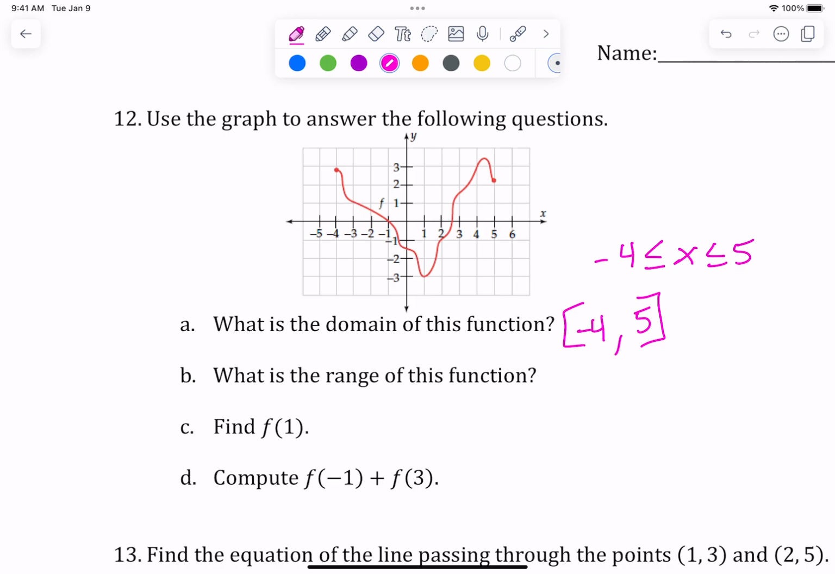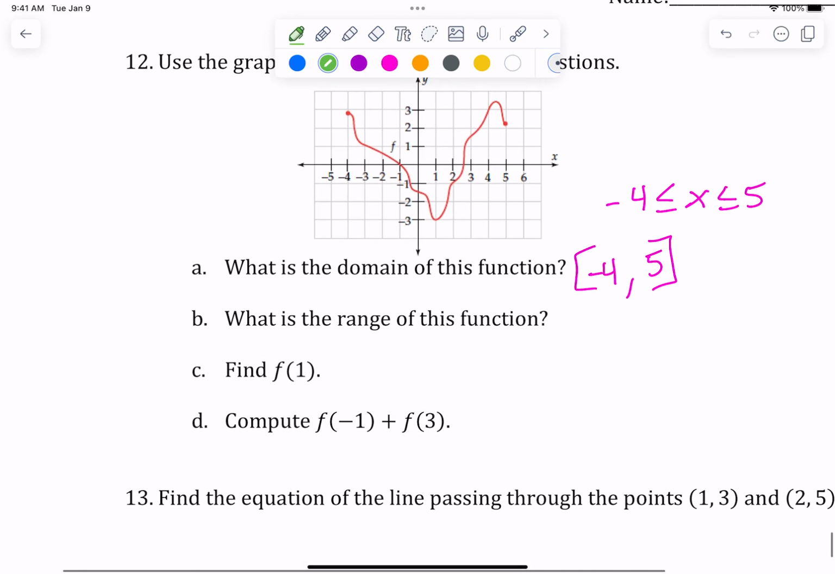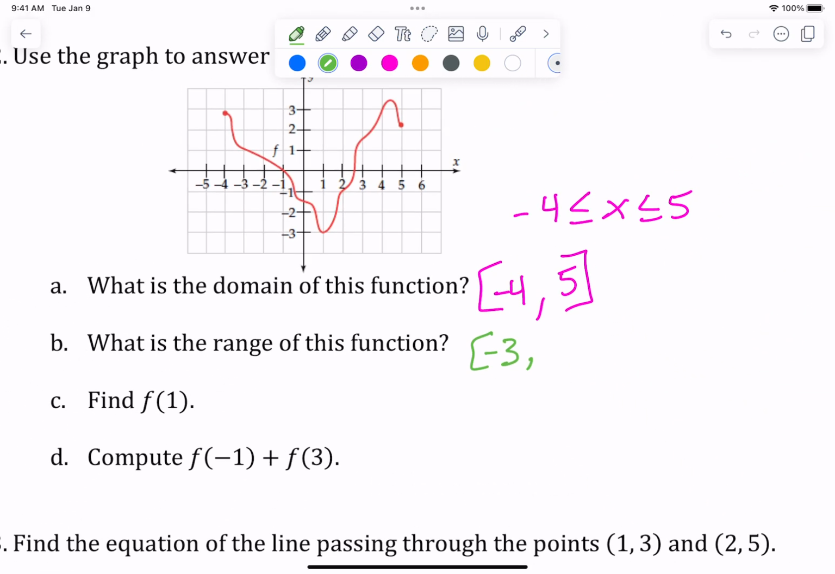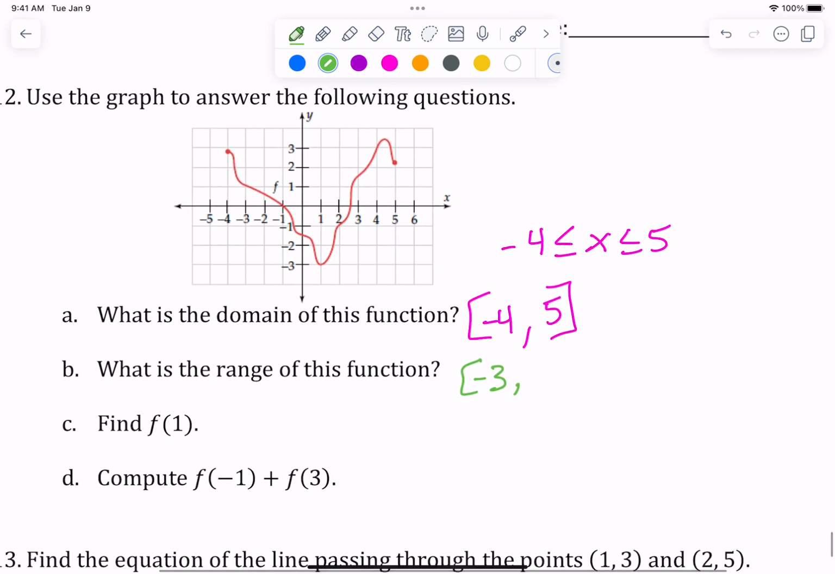Okay. Range. Do you know how to do range then from there? What's the lowest he goes? -3. Bracket, comma, 3.5. Does he touch -3 exactly? He looks pretty close. The highest is 3.5. Bracket or paren?